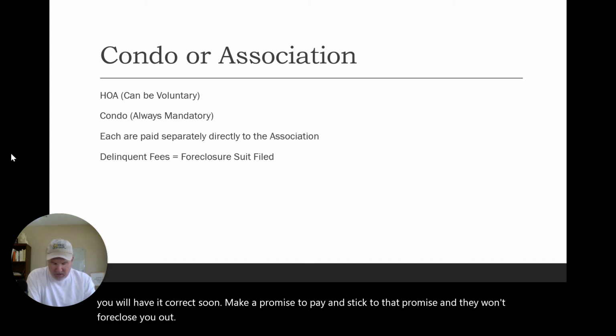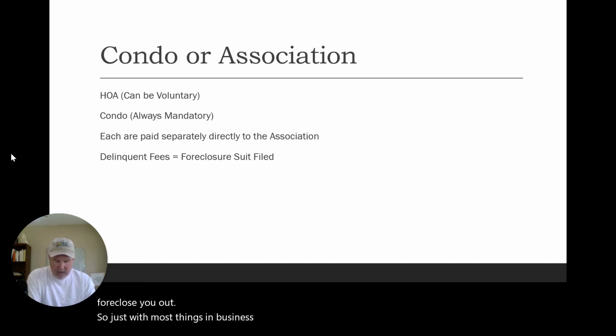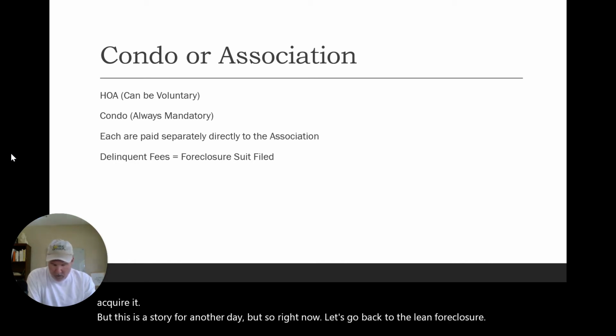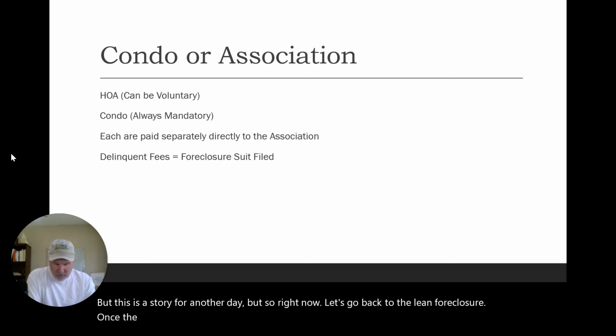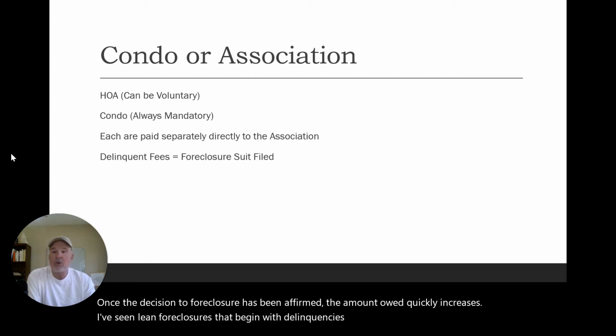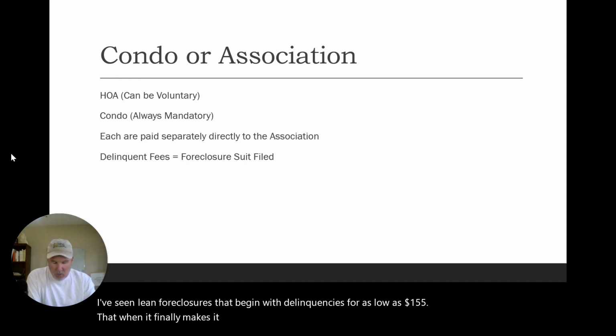So just as with most things in business, the decision is driven by money and the condo's need to acquire it. But this is a story for another day. So right now, let's go back to the lien foreclosure. Once the decision to foreclose has been affirmed, the amount owed quickly increases. I've seen lien foreclosures that begin with delinquencies for as low as $155, that when it finally makes it to final judgment, it's well over $5,200. So the fees and attorney's fees and costs, court costs, they all add up.